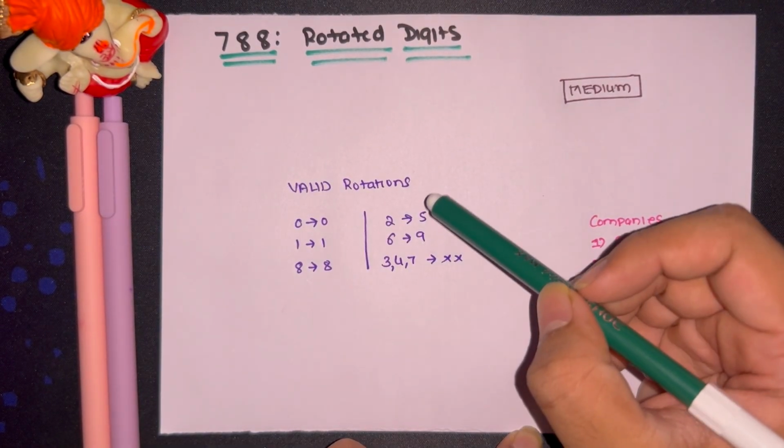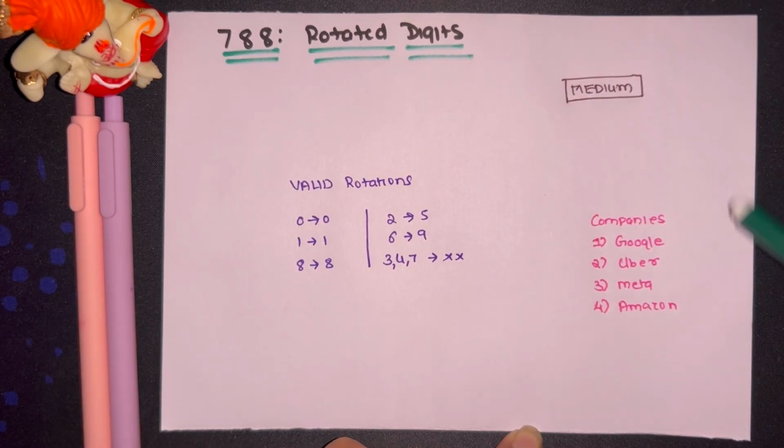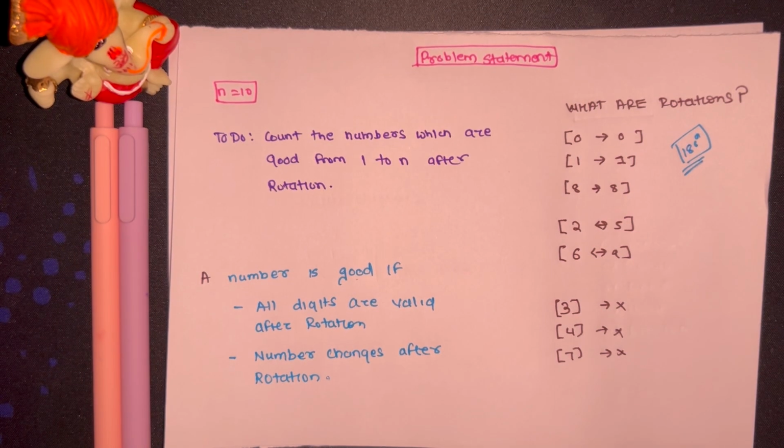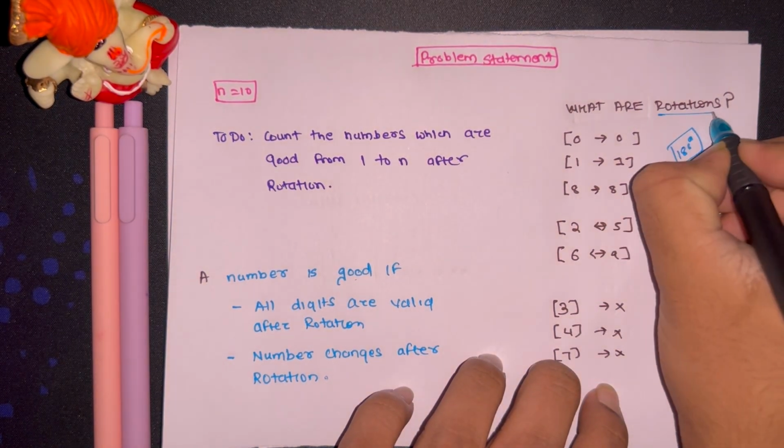So today's LeetCode question 788, Rotated Digits. It is marked medium on LeetCode and it has been asked in Google, Uber, Meta, Amazon. Before going to the problem statement, let's see what rotations are, as defined in the problem.